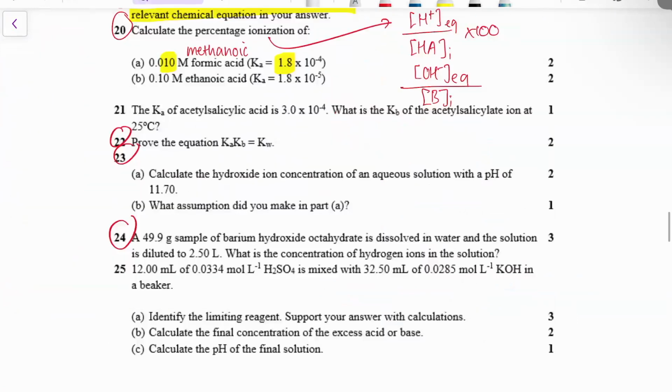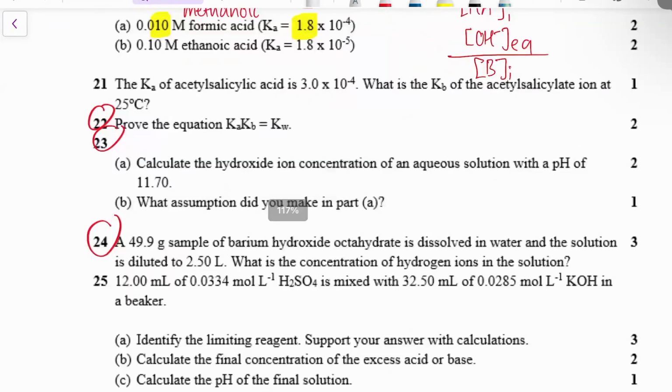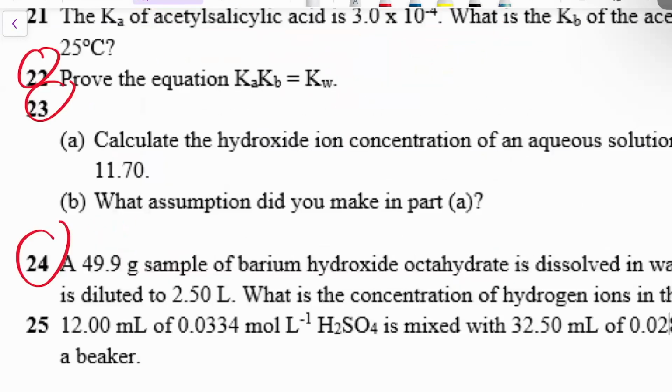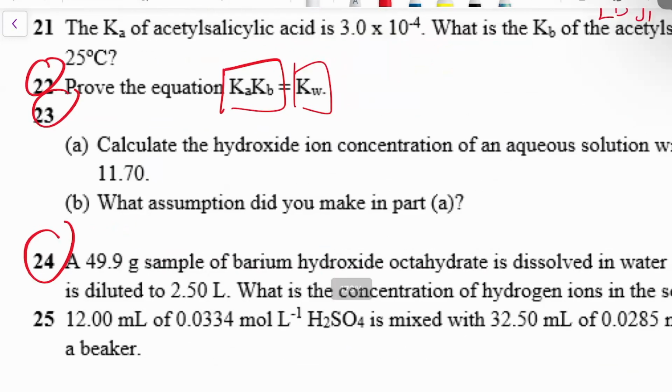Question 22, prove the equation KaKb is equal to Kw. This is from the notes exactly, so I think we did prove it together. There are a few different ways of doing this. When you add equations together, it multiplies the K values. So when it says Ka times Kb is equal to Kw, that looks like if you add the equations for Ka and Kb, you'll multiply them together, and that'll equal your Kw equation. So let's see if that's true.